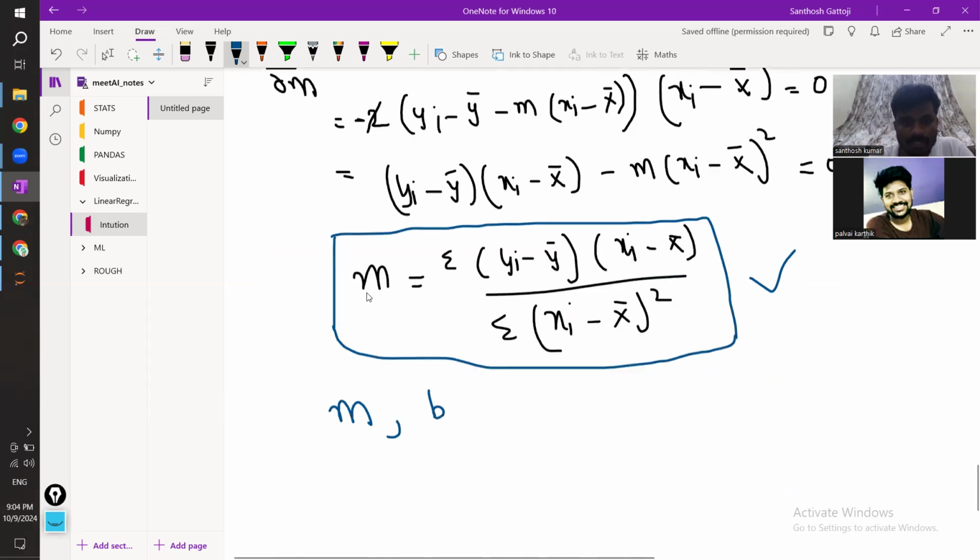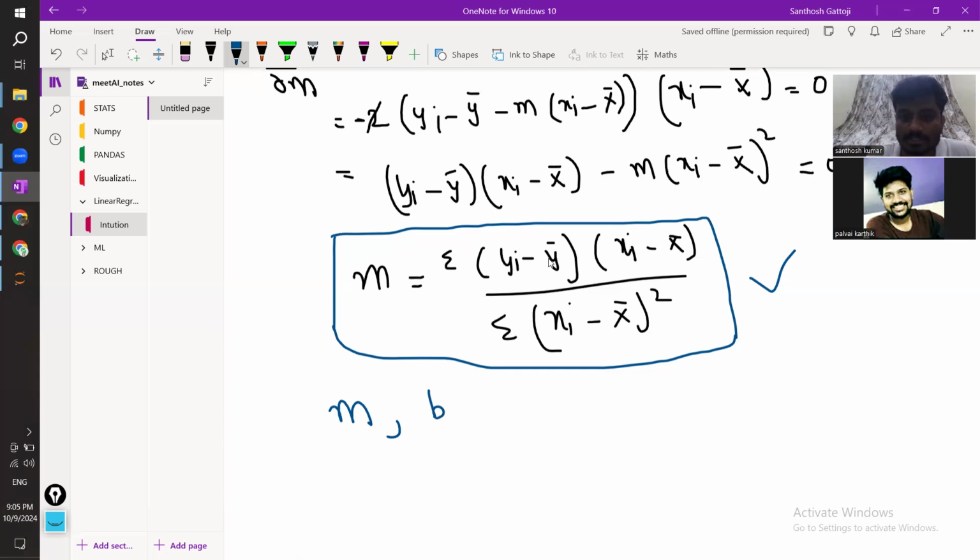From here, if you see m, all these values: do you know yi? Yes, yi is the input data point, the actual point. Y bar is the average of the overall actual values. Xi is the actual data point, one single point. X bar is the average of the x values. Extend it for each and every data point. Simple calculation. If you do it for all data points, you will get m.